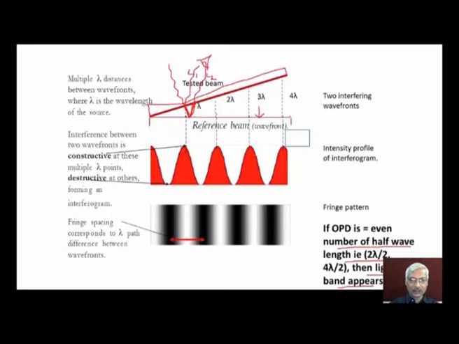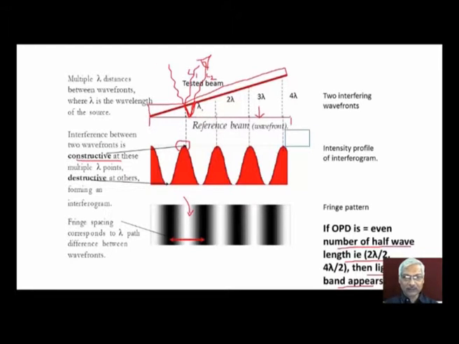So this is constructive interference. The interference between the two wavefronts or two waves is constructive in nature, and the amplitude will be maximum, and we get a very bright spot as shown here.